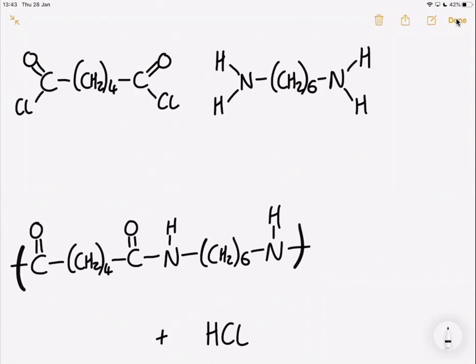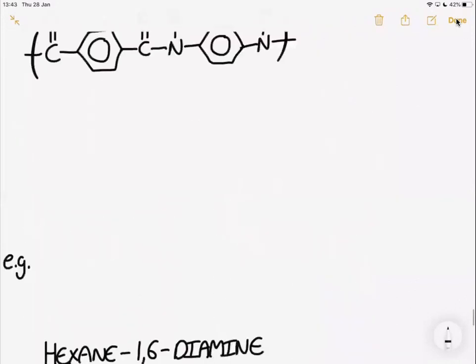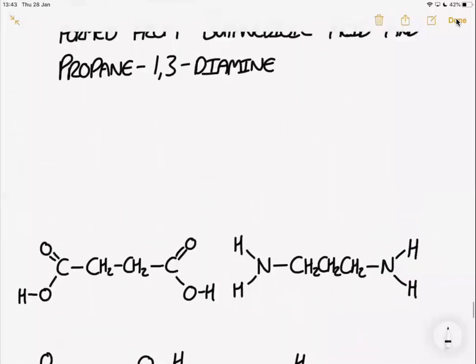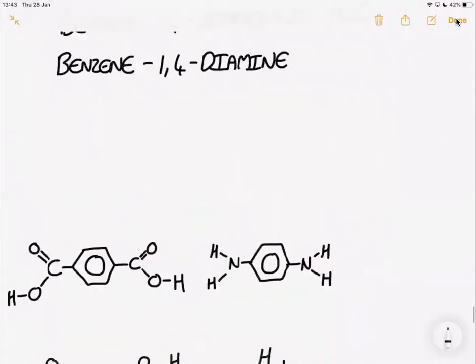So I didn't really go through diacid chlorides very much, but pretty much every single example where we've had a dicarboxylic acid, if you take the OH away and put a Cl there, you get the same kind of idea as what we've just looked at. All right, we're done.